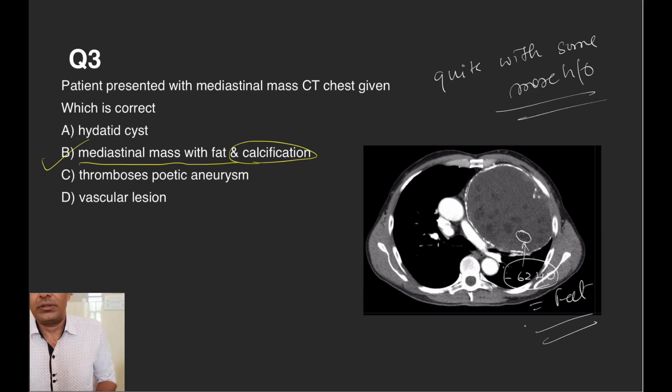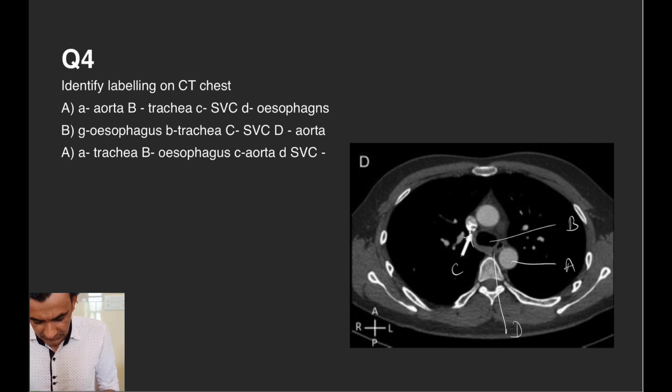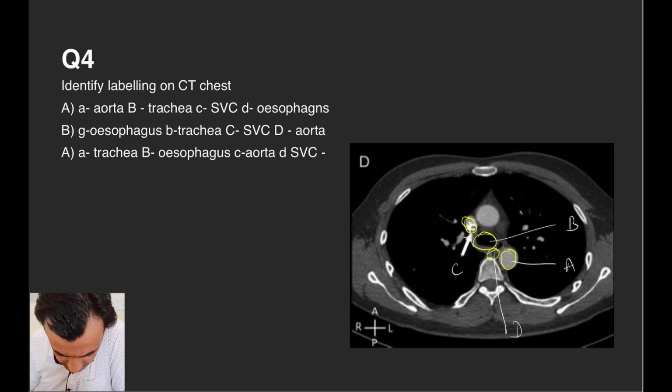Mediastinal mass with fat and calcification is the answer. The mediastinal teratoma was not named in the options; it was described in one of the options. Next, identify the labeling on CT scan. The CT was of chest. Transverse section of the CT chest was given with 4 structures labeled. B is trachea, A is aorta, C is superior vena cava, and D is esophagus. So the option mentioning A aorta, B trachea, C SVC and D esophagus is correct.